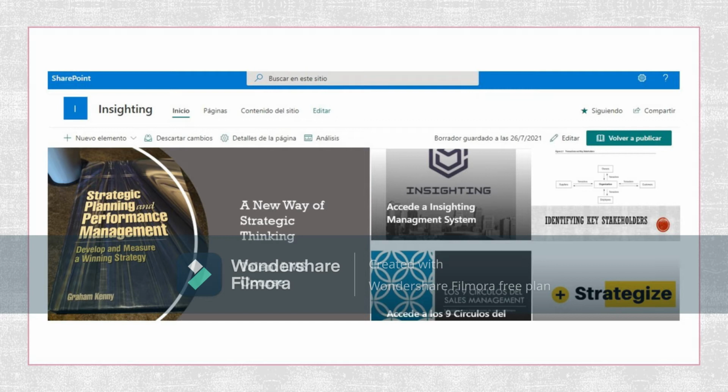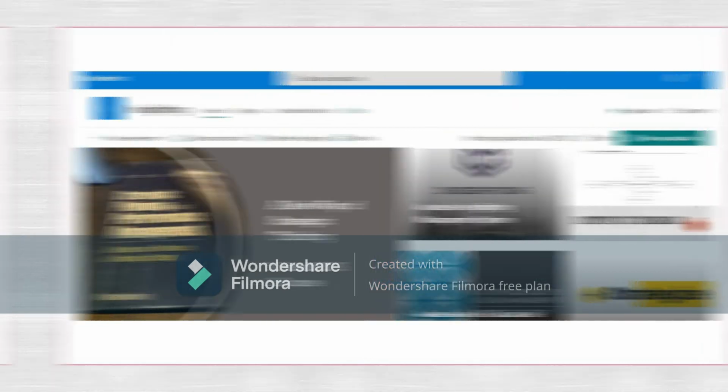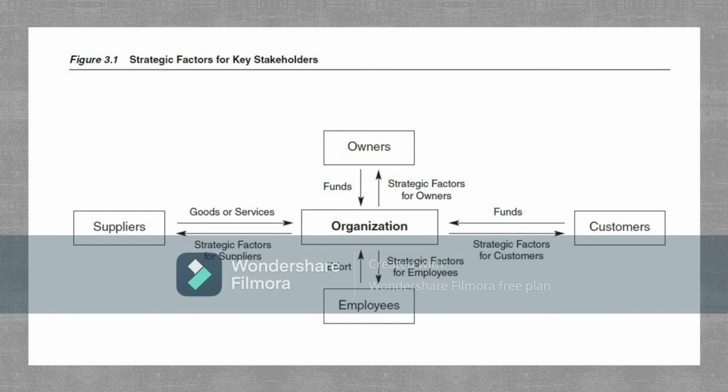Strategic factors are, as we have stressed, factors that are critical to the success of an organization. You should also note that there is no such thing as a single set of strategic factors for an organization or business unit. They are always specific to a key stakeholder. Figure 3.1 shows 4 sets of strategic factors, clearly illustrated, not just one.